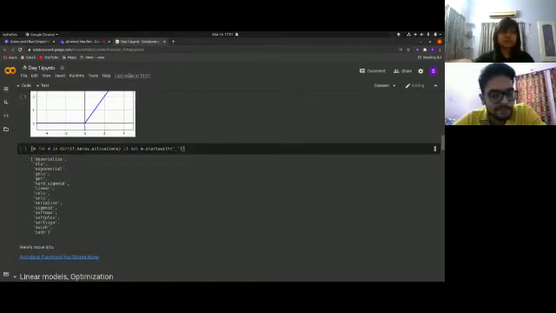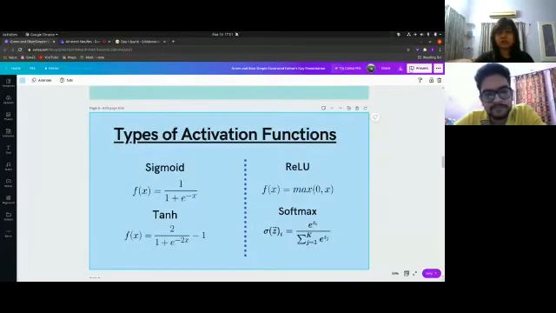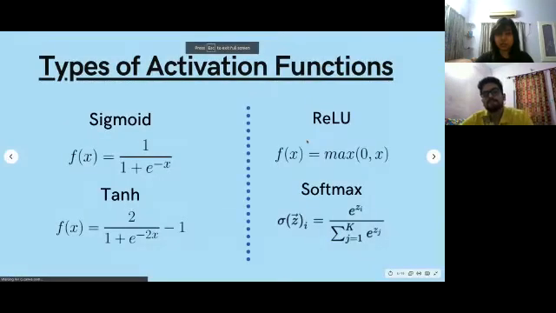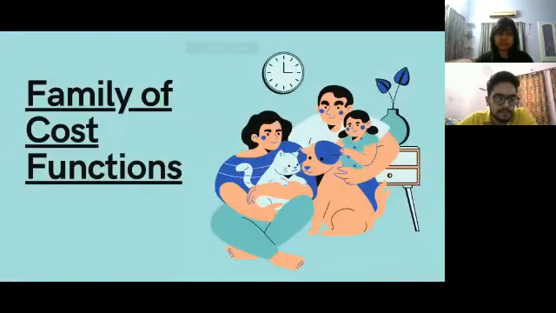So after this, we will move on to something called the cost function. Once we know activation functions, we know that what are the parts that a neural network is made of. Now we can move on to the training.